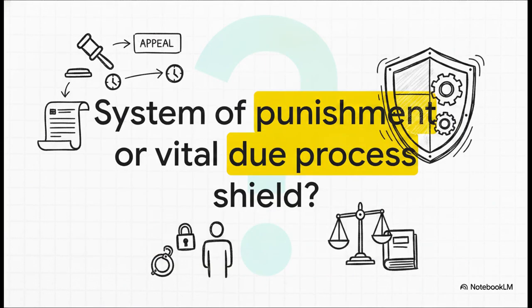So, we've tracked the timeline from the very first offense to the final appeal. I'll leave you with this final thought. Knowing this highly structured life cycle, do you view these bureaucratic rules primarily as a rigid system of punishment, or as a vital, necessary shield designed to protect due process?